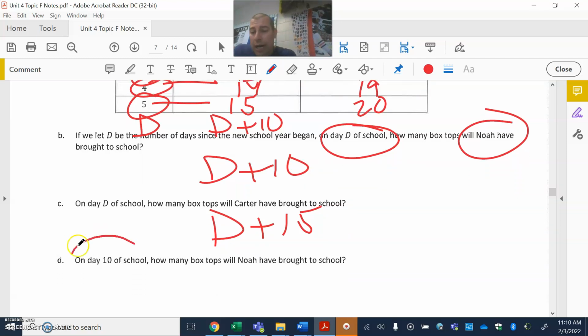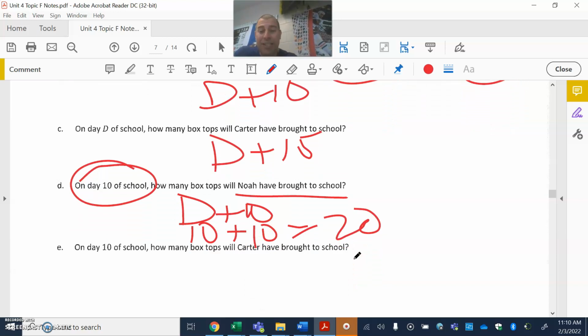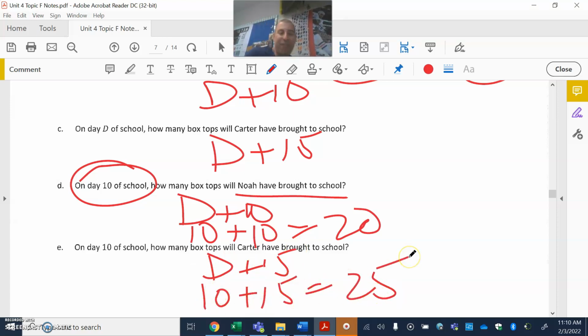So, on day 10 of school, how many box tops will Noah have? Well, we know for Noah it's D plus 10. So now you're telling me it's day 10? Okay, so I'm going to take my expression and plug it in, day 10. So I'm going to get a 20. For Carter, I'm going to grab his expression, D plus 15, and plug it in. So 10 plus 15, he's at 25. So again, using your expressions.